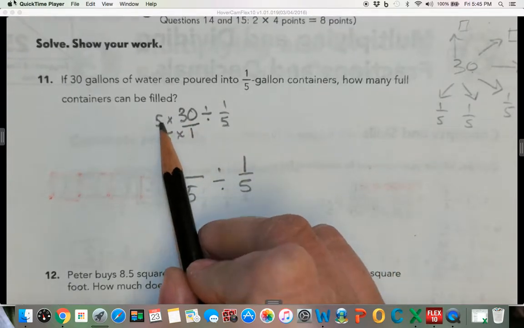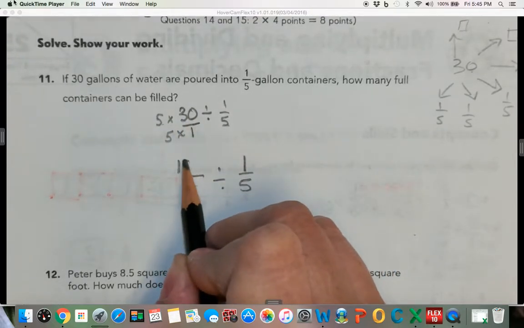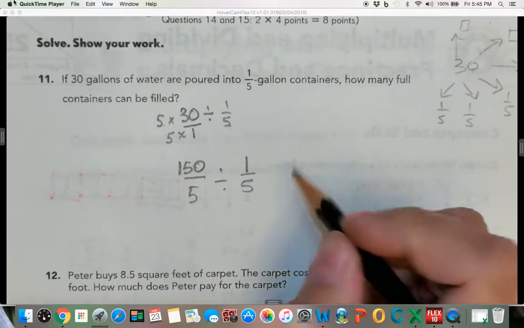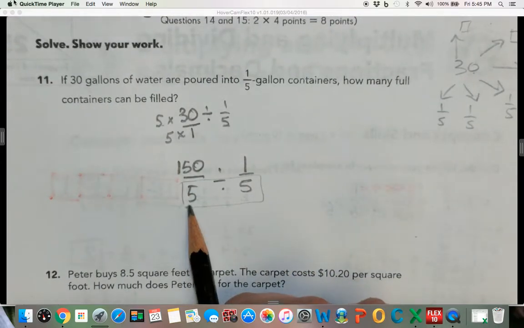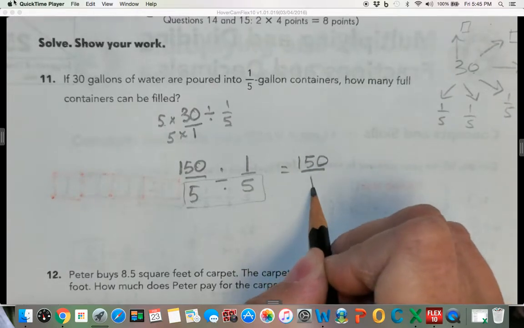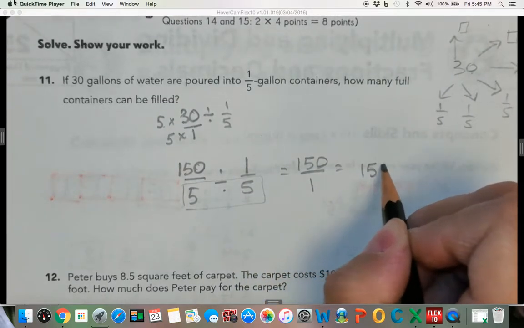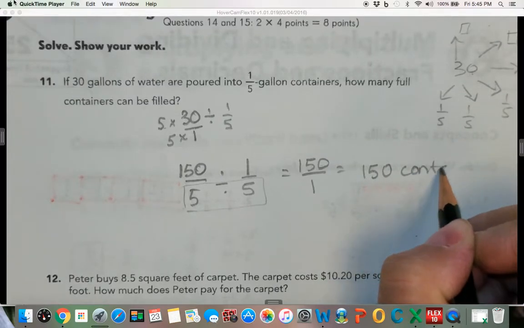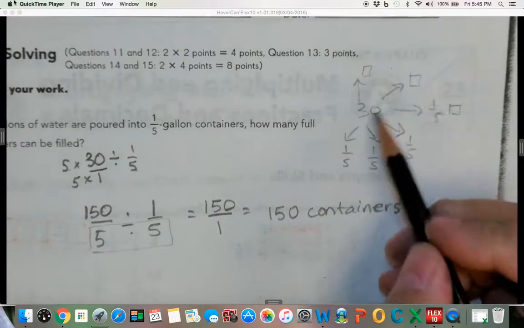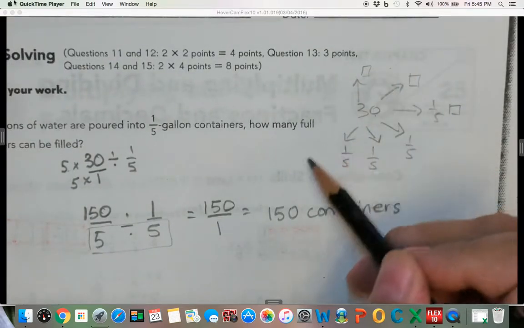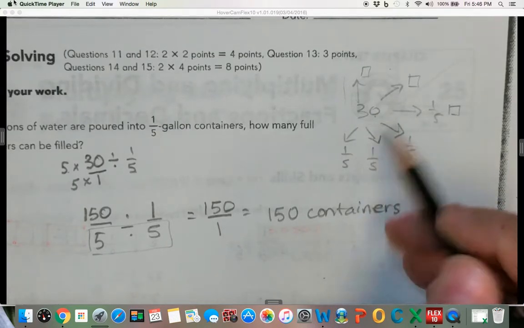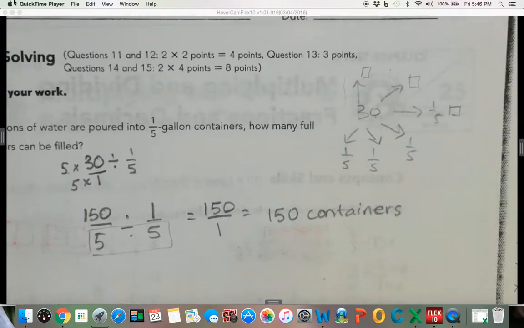30 times 5. 5 times 3 is 15 plus the 0. 30 times 5 is 150. Now that my denominators are the same, I divide straight across. 150 over 1 is the same as 150 containers. So if I were to keep drawing this little picture that I do in my head, I'd have to draw 150 little arrows going off, because those gallons are being divided up into smaller pieces of 1/5.